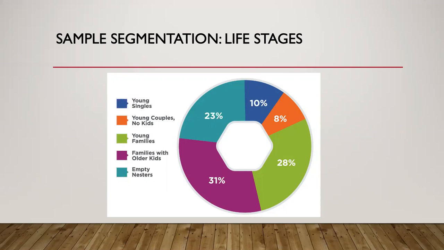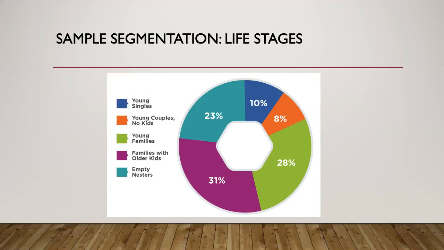So one segment is young singles. They use my product in a certain way. Another is young couples that do not have children. Another segment could be young families. Another could be families with older children. And number five, empty nesters. Kids have grown up, they're out of the house, they have their own families.